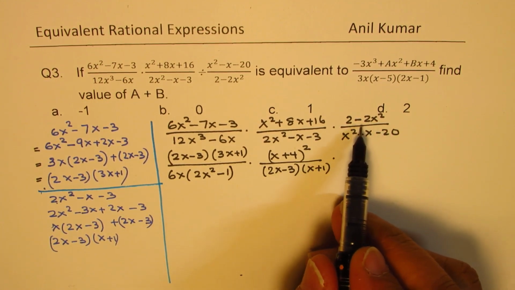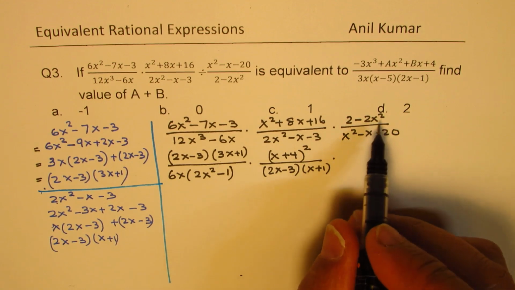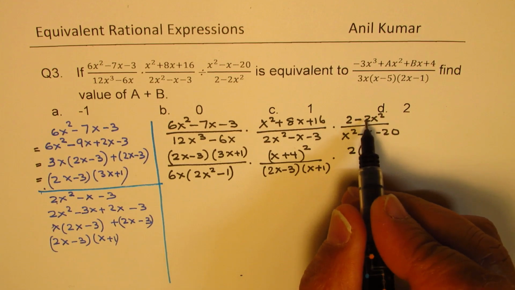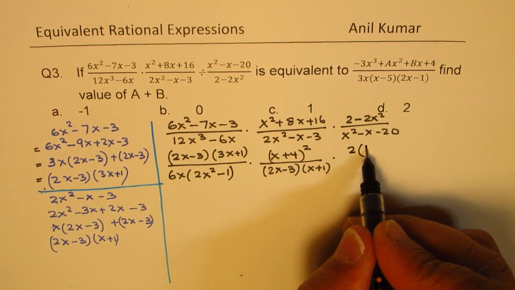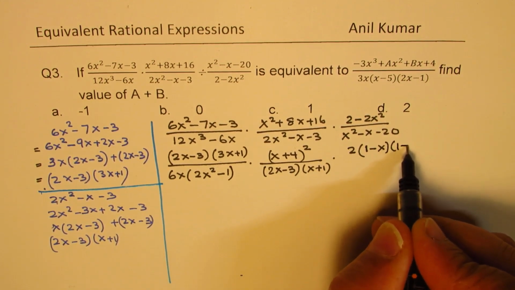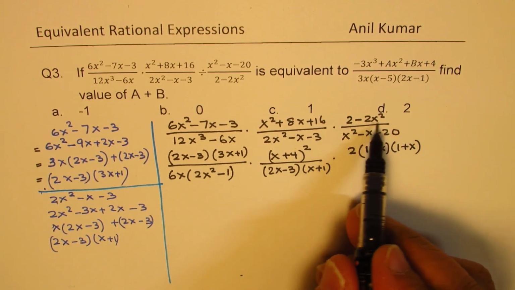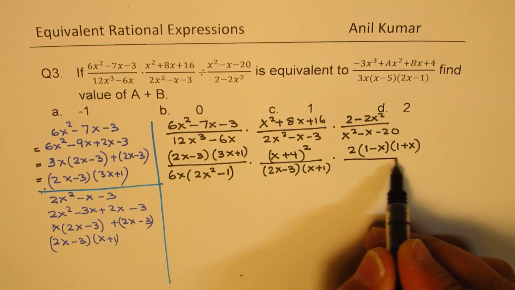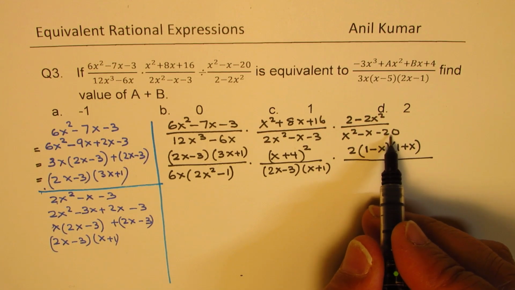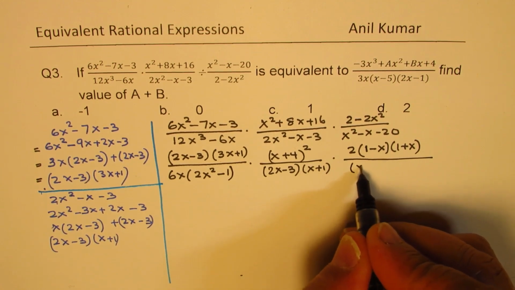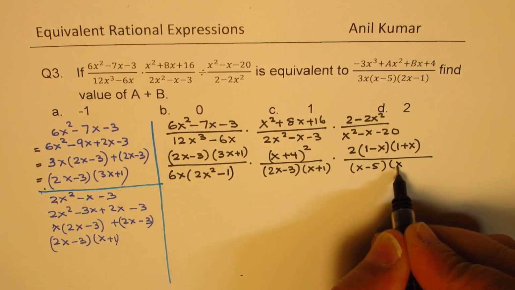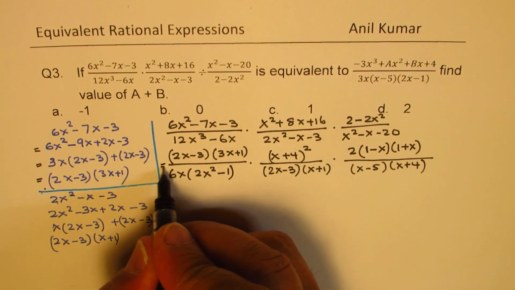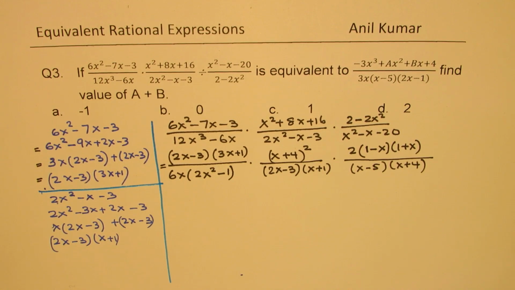Now in this case, we have 2 as a common factor, and we get 1 minus x squared. So I could actually write this as, I'm clubbing 2 steps here, 1 minus x times 1 plus x. Right? Because 1 minus x squared is 1 plus x times 1 minus x. Denominator, minus 20 is the product, so 5 and 4. So we get x minus 5 times x plus 4. Is that clear to you? So that is what we get once we incorporate all our factors.